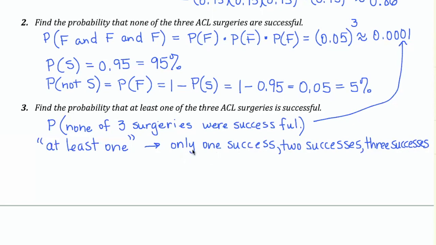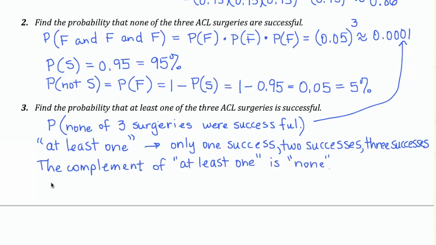So the only thing that's not on this list, if we're doing 3 surgeries, what can happen? Well, you can get one success, you can get two successes, you can get three successes, or the other thing that can happen is you get none. These are, in essence, opposites of each other. The complement of at least one, the only thing that's left out is none.